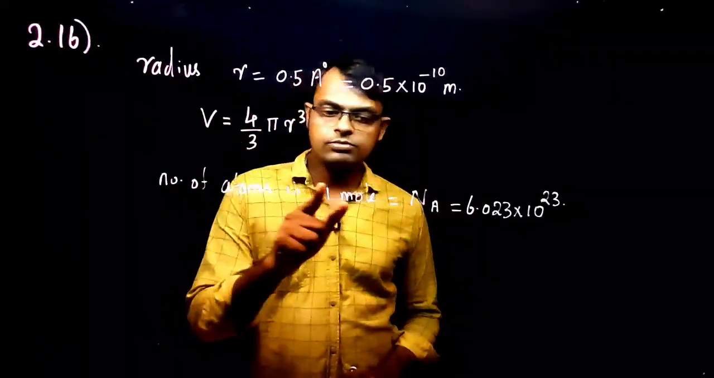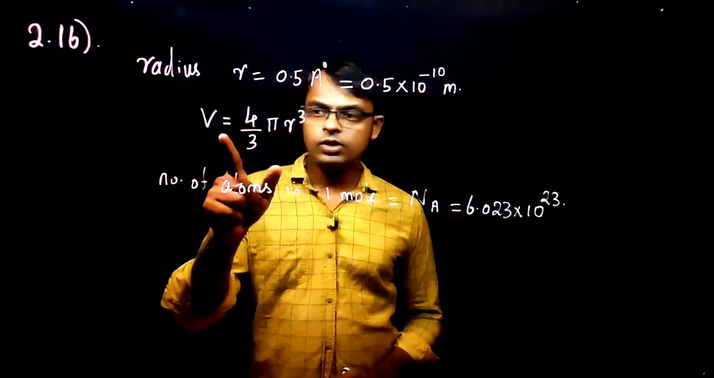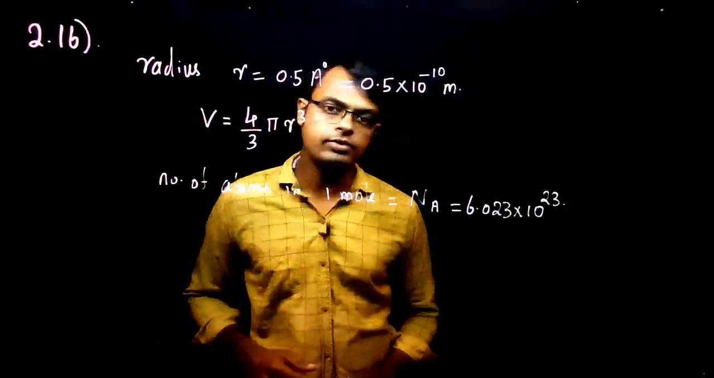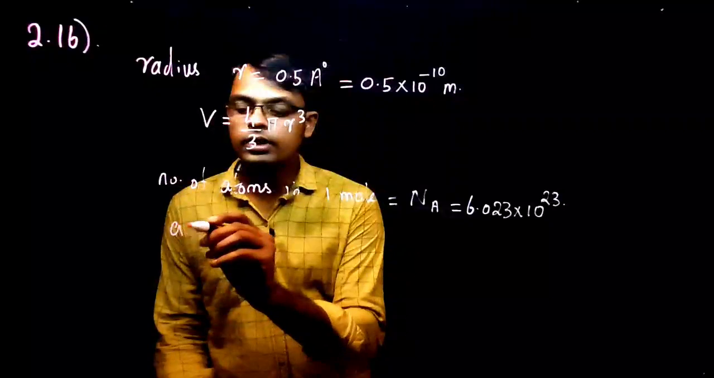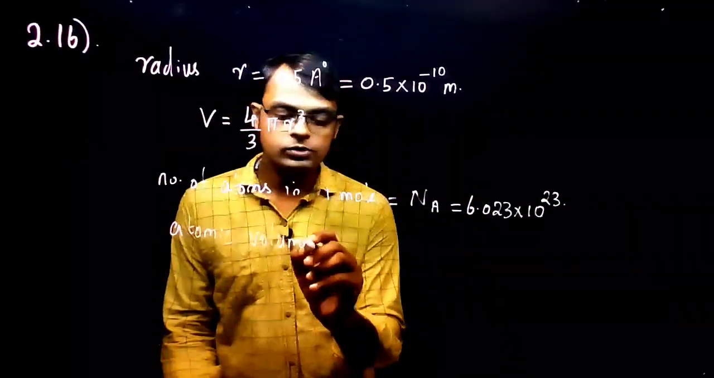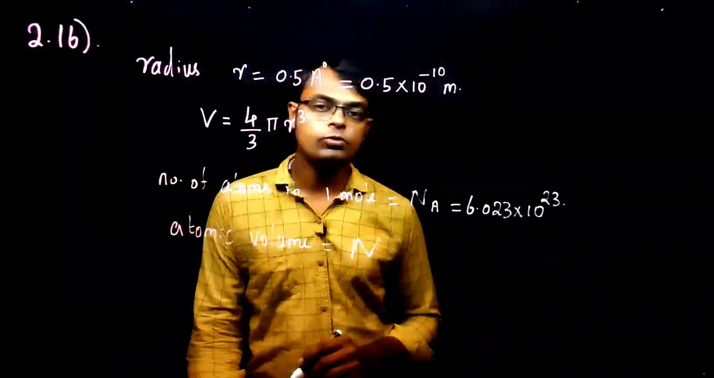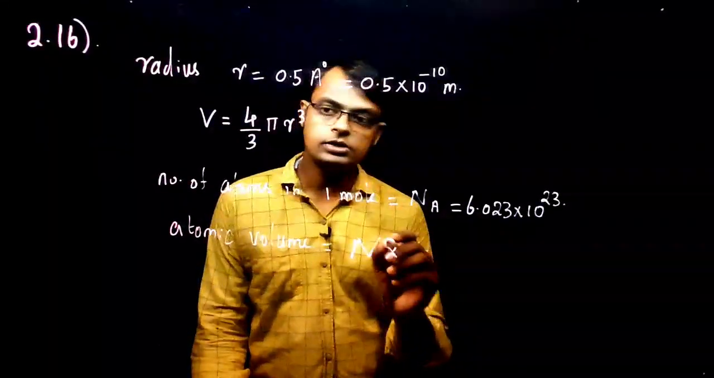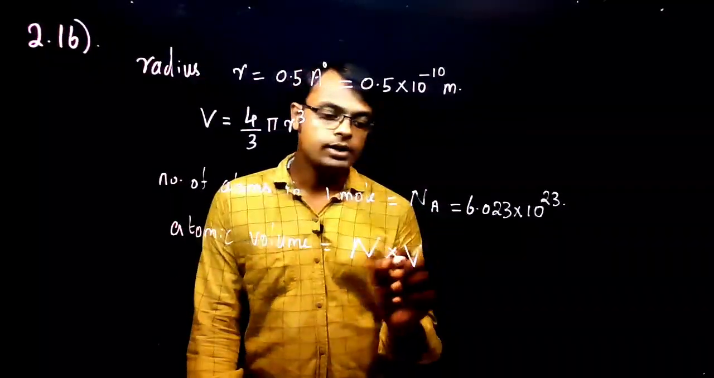So number of atoms in 1 mole is equal to 1 Avogadro number, and volume of 1 hydrogen atom is equal to 4 by 3 pi into r cube. R is already given there. So now the question is asking for what is the atomic volume. There are N hydrogen atoms. 1 hydrogen atom volume is equal to V.